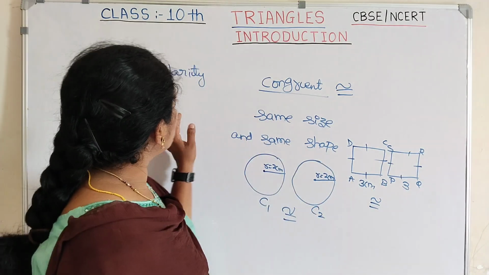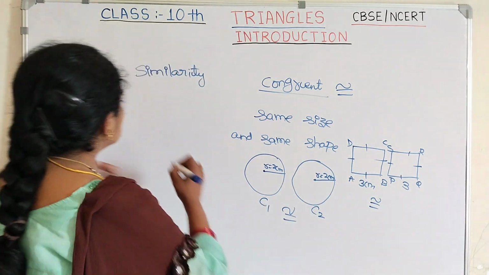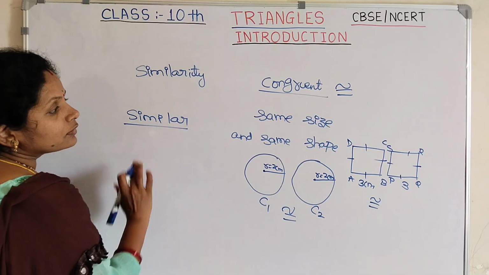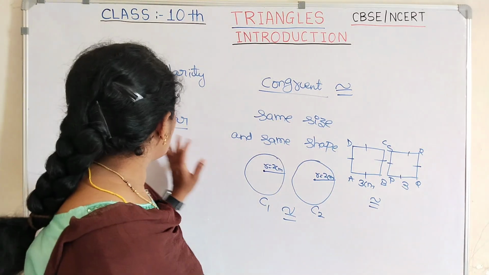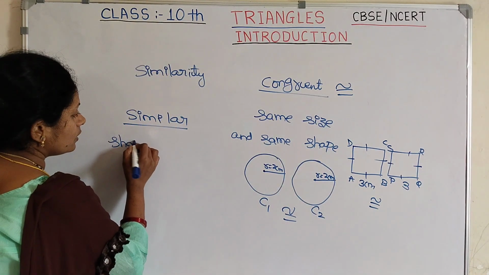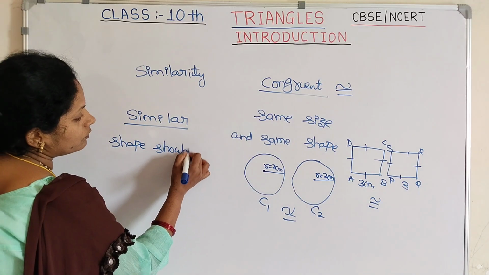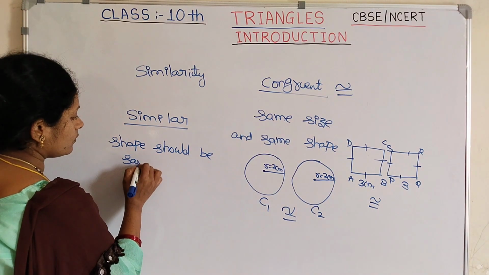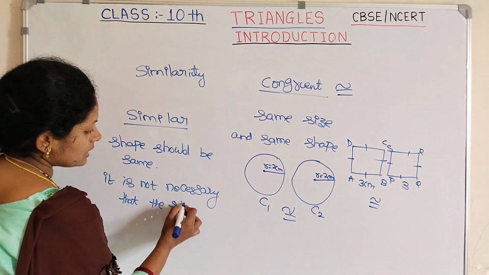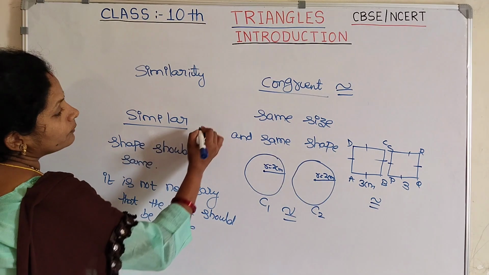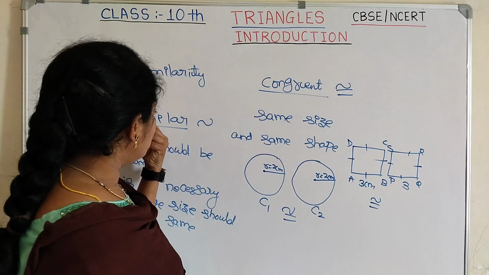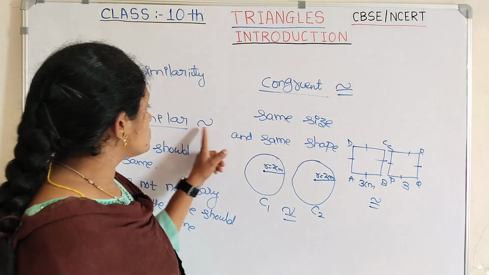How can we say whether two figures are similar or not? To prove they are similar, the shape should be the same. It may differ in size. Shape should be the same, and it is not necessary that the size should be the same. The symbol is used to write that two figures are similar. So this symbol is used.